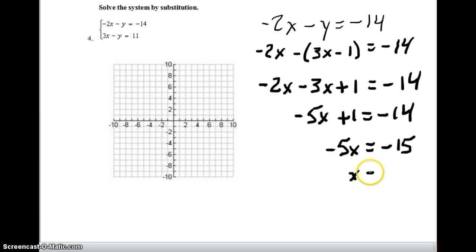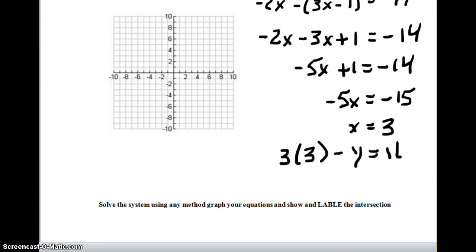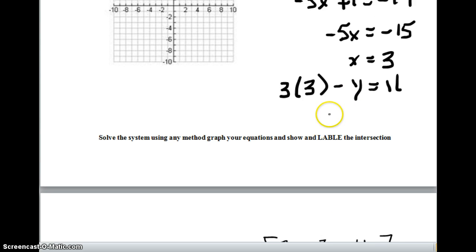Divide by -5. And I have x equals 3. Now I can plug it back into one of these original ones. How about the bottom one again? And that's going to be 9 minus y.